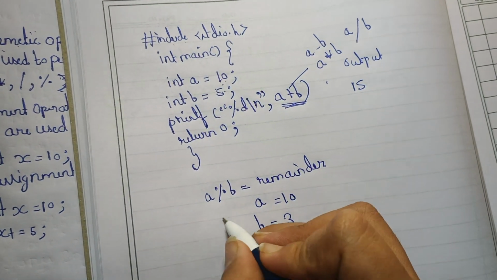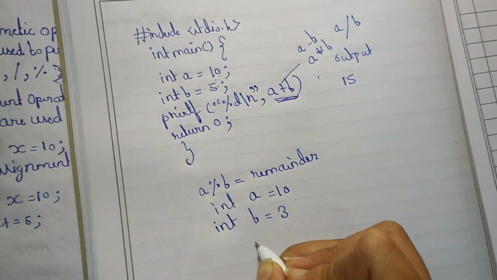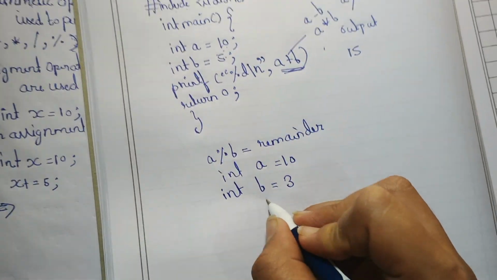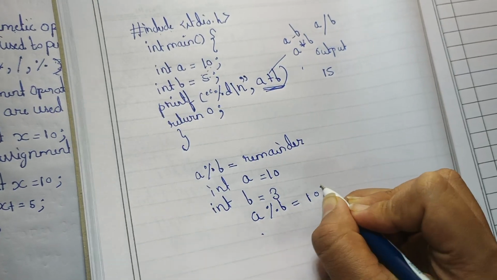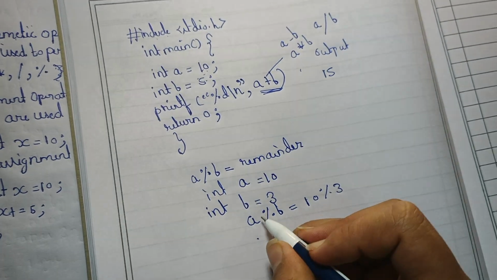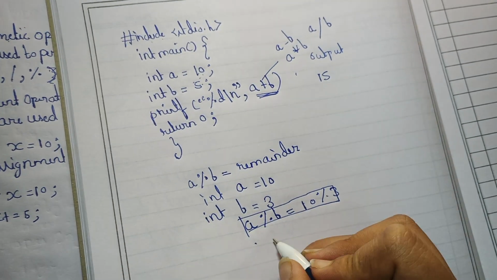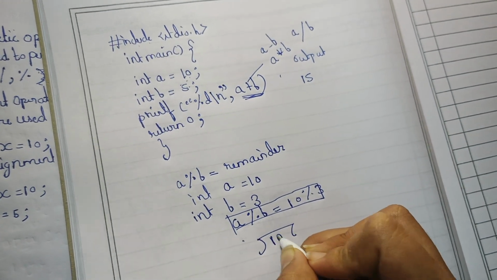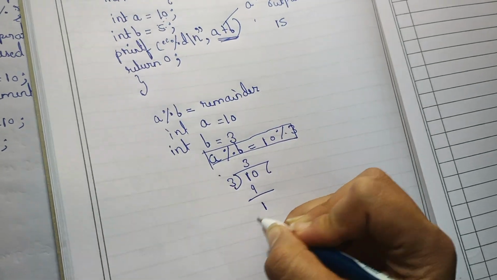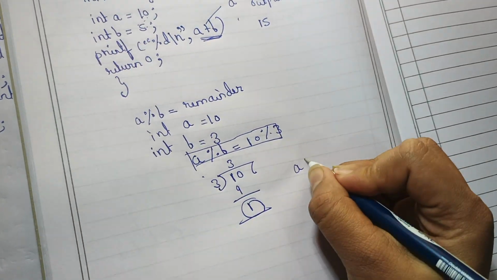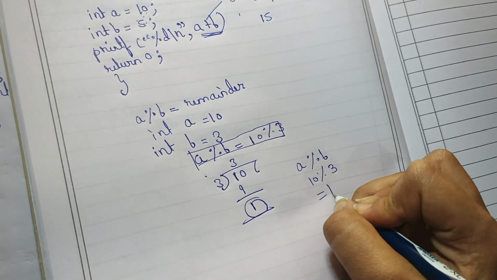Okay, int a is equal to 10, int b is equal to 3. Now we'll find the modulus of this, that is 10 modulus 3. This is the solving part I am doing for your understanding. So 10 divided by 3, 3 threes are 9. 1 is the remainder. So a modulus b, that is 10 modulus 3, is 1.